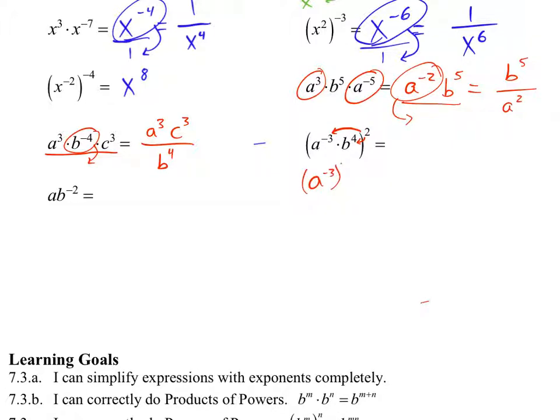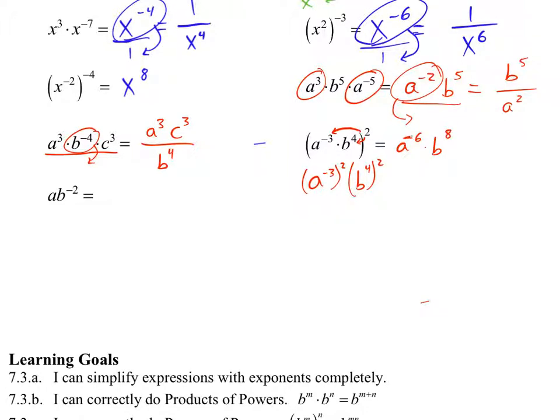Just so I don't lose anybody, we have this a to the negative 3 squared, which is a to the negative 6. Most of you just look at it and go right to a to the negative 6. And then I have this b to the 4th squared, but most of you in one step say that's b to the 8.